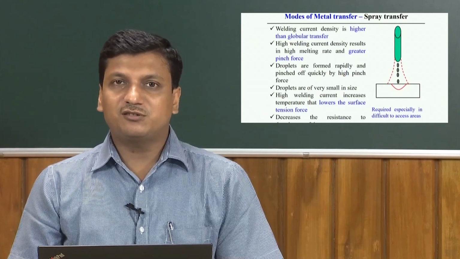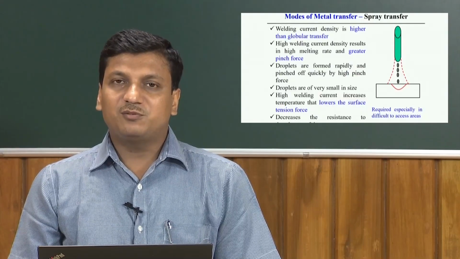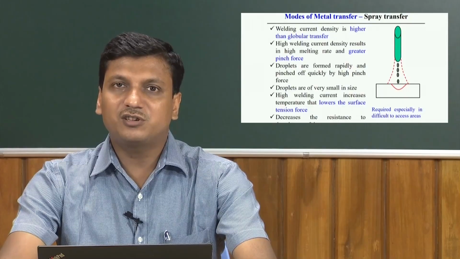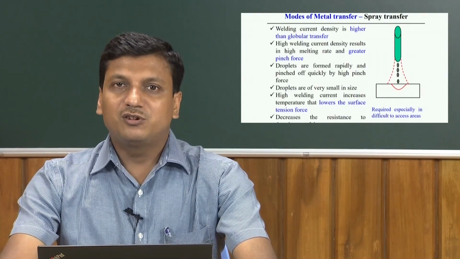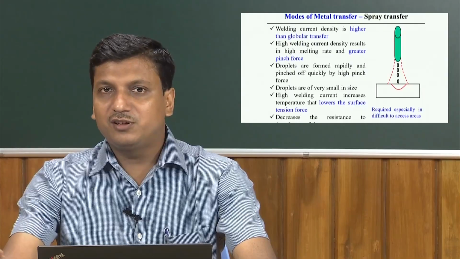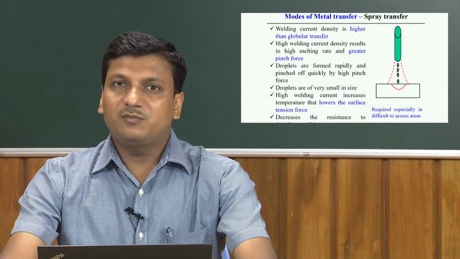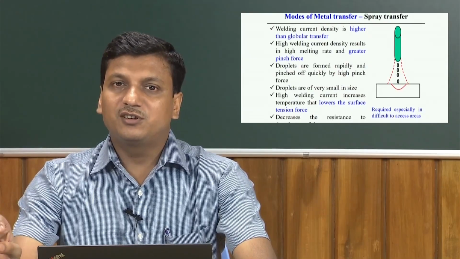So, if you want to discuss in detail this typical droplet transfer in the gas metal arc welding process, we need to consider all these parameters, but to some extent it is possible to control the type of metal transfer depending upon the need of the welding situation or welding of different specific cases.